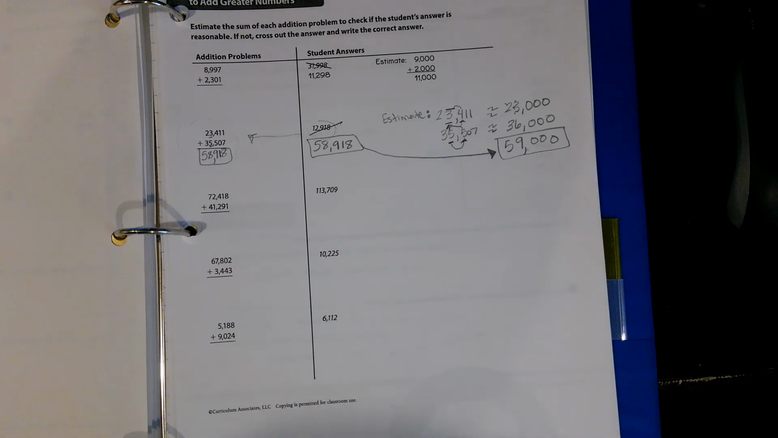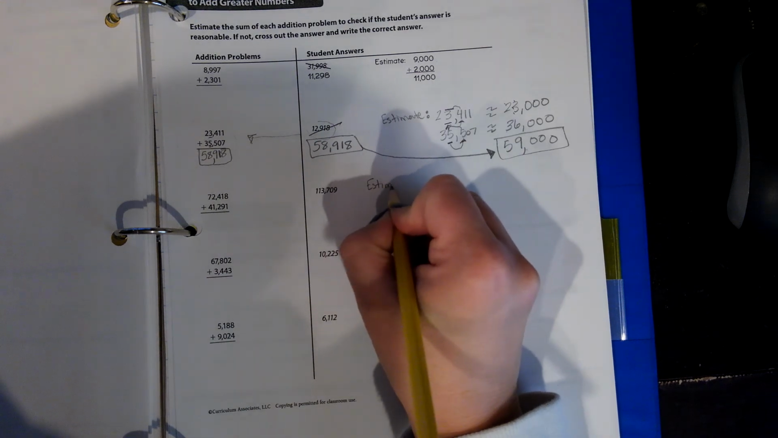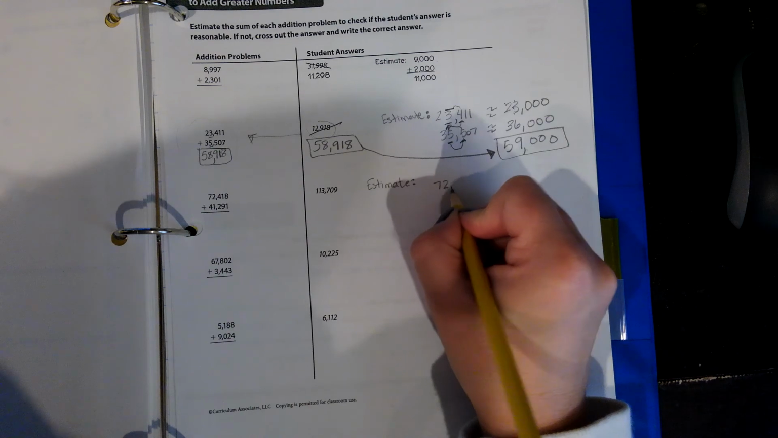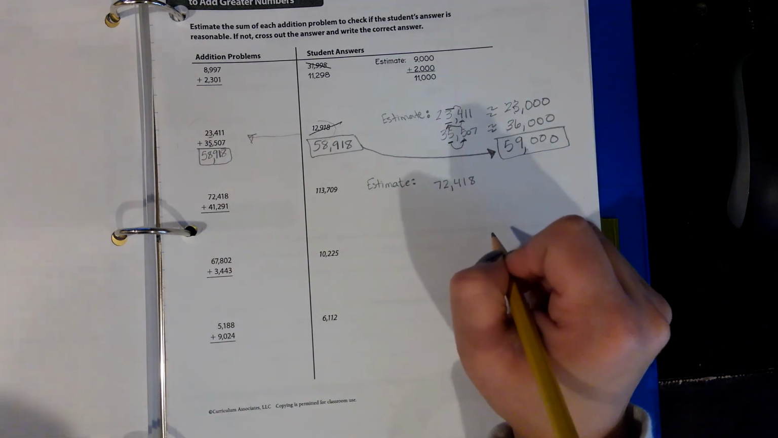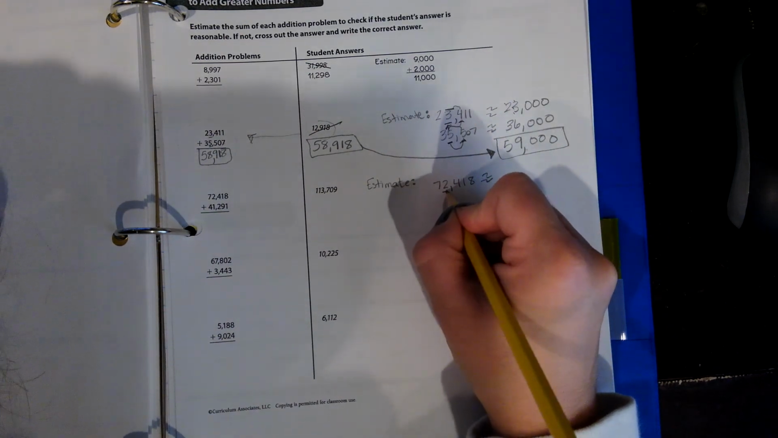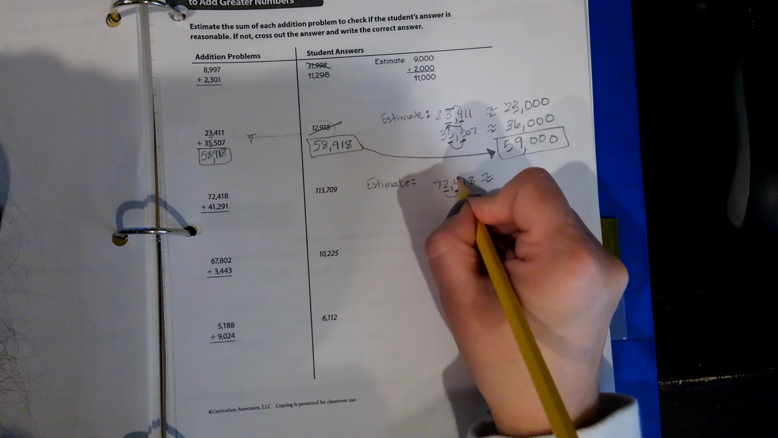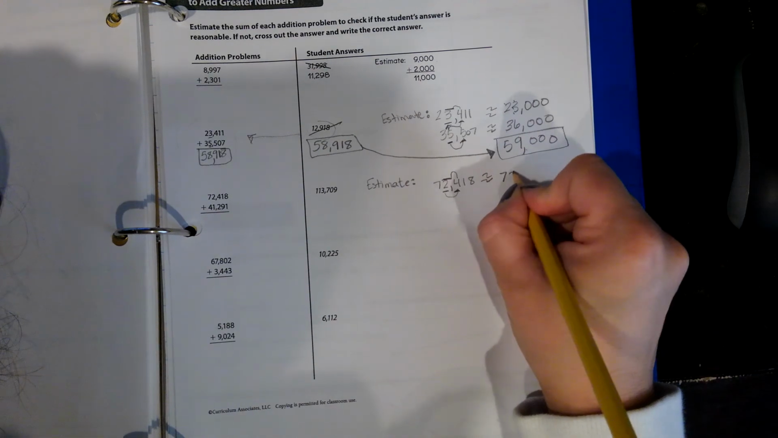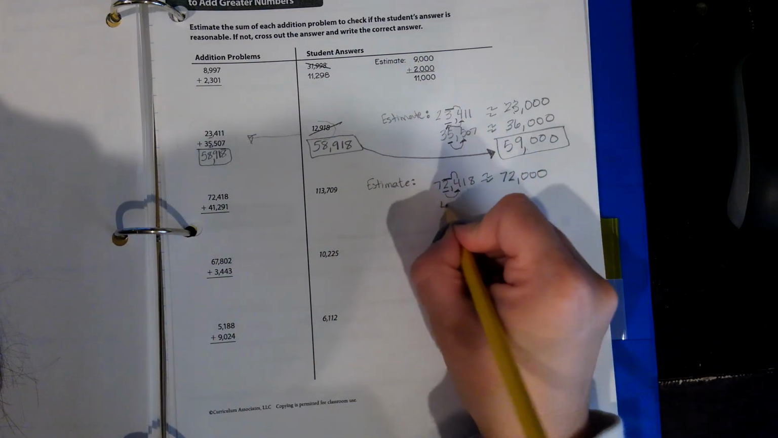All right, let's estimate this next problem. So we're going to write estimate. And then we're going to write the number 72,418. I'm going to round to the nearest 1,000 again. I just think that that's going to be the easiest. So the 2 is here. We're going to look next door. And this is a 4, so it's going to tell us to stay the same. So we have 72,000.